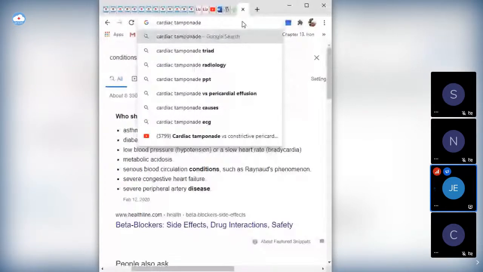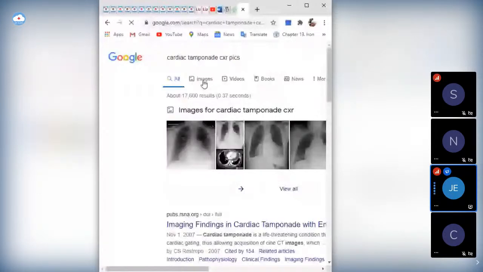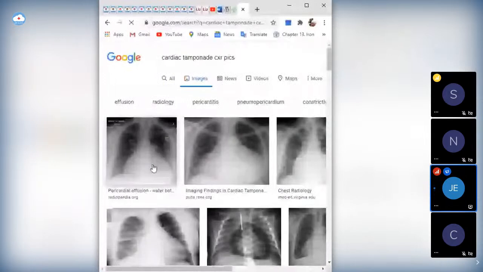Chest X-ray. You know, see how big this thing looks. Right? Because it's logical.